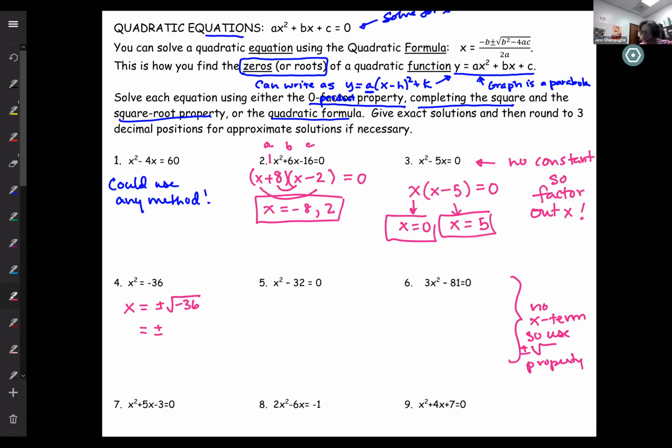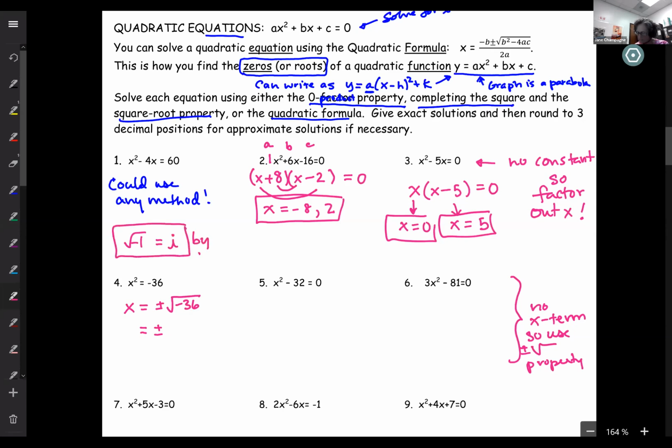All right, so the square root of 36 is 6, and then the square root of negative 1, by definition, is the imaginary unit i. Remember? Square root of negative 1 is i. That's by definition the imaginary unit. So you can kind of think of negative 36 as negative 1 times 36. Take the square root of 36 and then tack on your imaginary unit for the square root of negative 36.